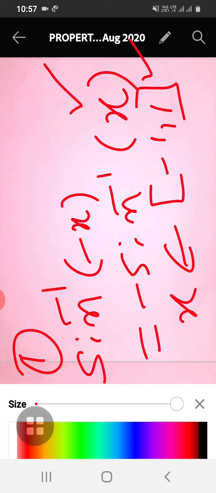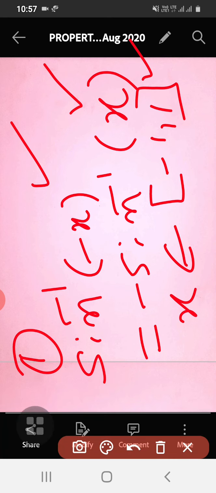Sin inverse of minus x is equal to minus sin inverse of x. This is the first property. Okay, this one is over. So let us go for the second property. You can write the second one here.